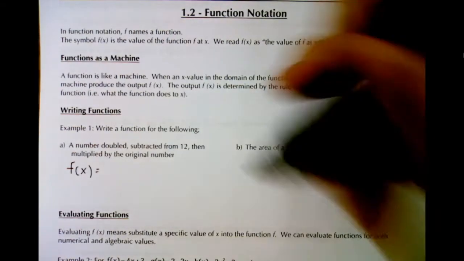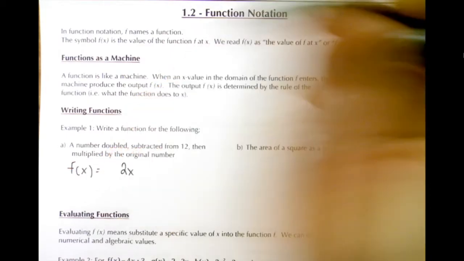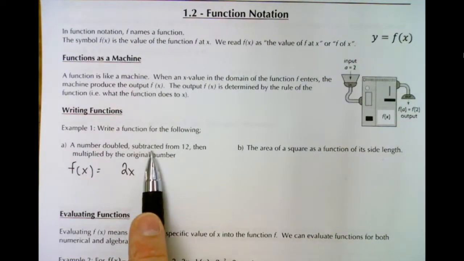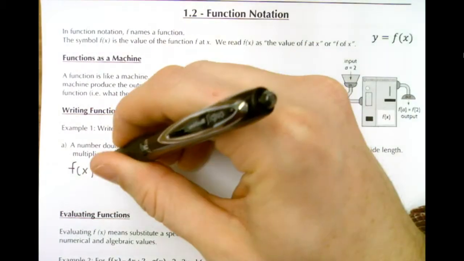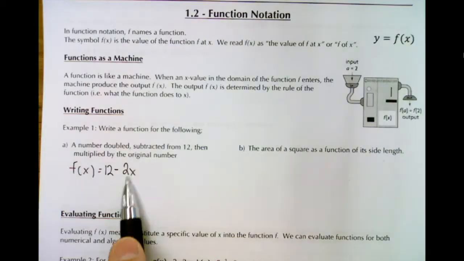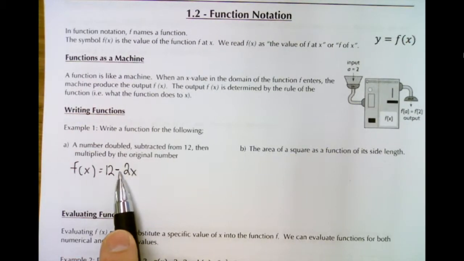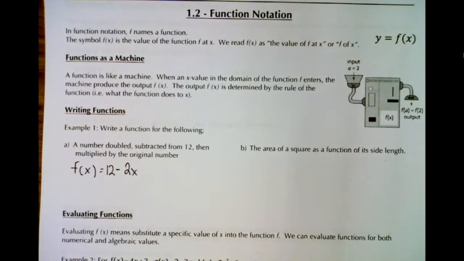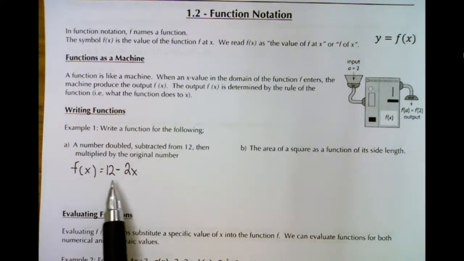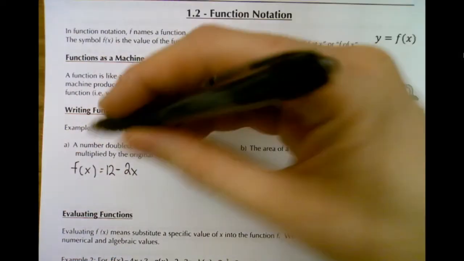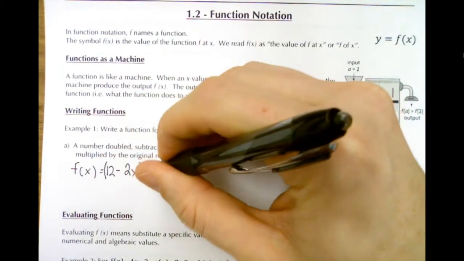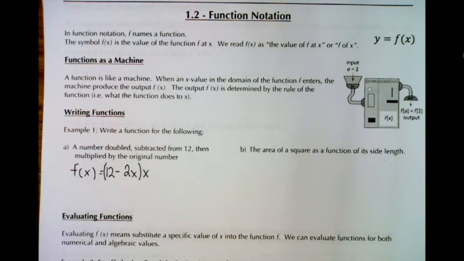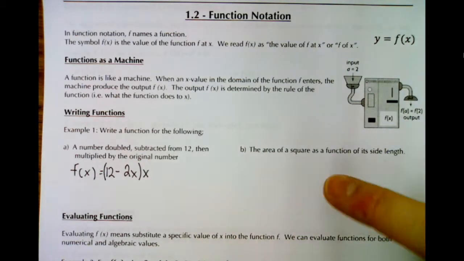So a number doubled would be 2x. And if we're subtracting that number doubled from 12, that would mean we have 12 minus 2x. 2x is being subtracted from 12. And then we're going to multiply this answer by the original number again. To do that, we put our answer in brackets, and then we multiply by the original number, x. And now what we've created is a function.